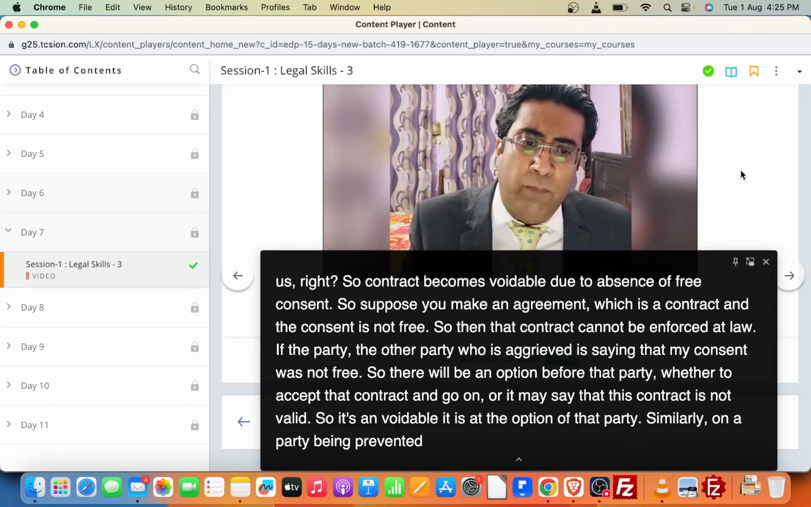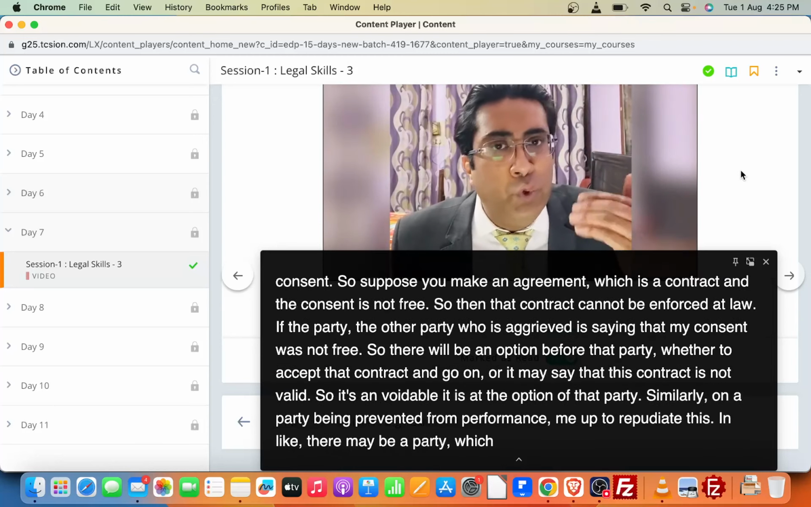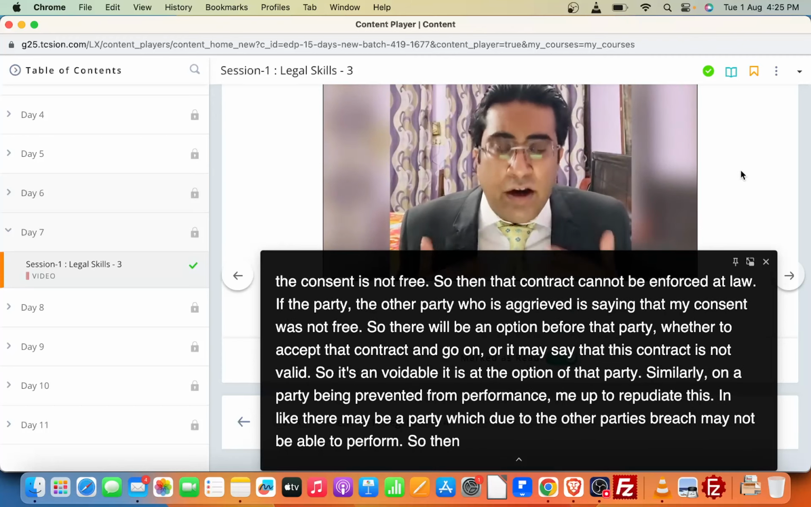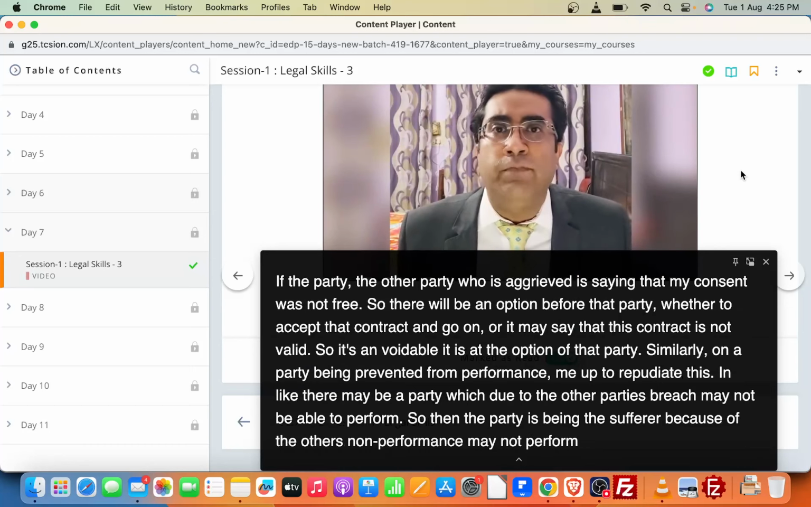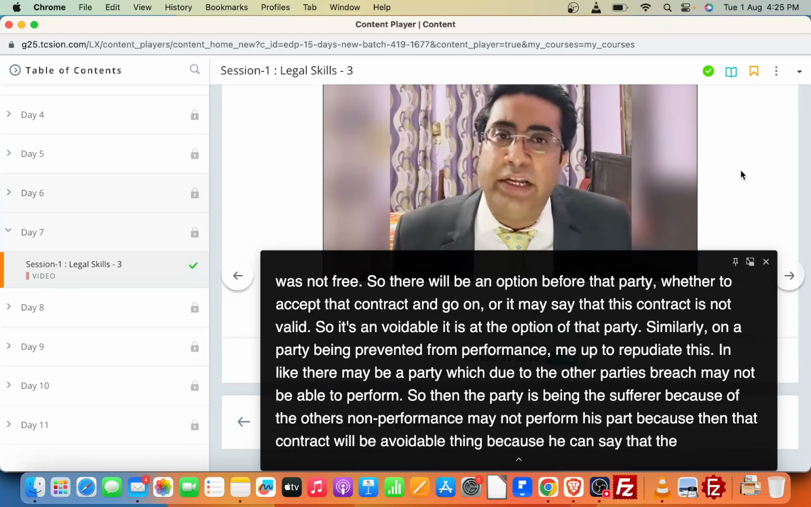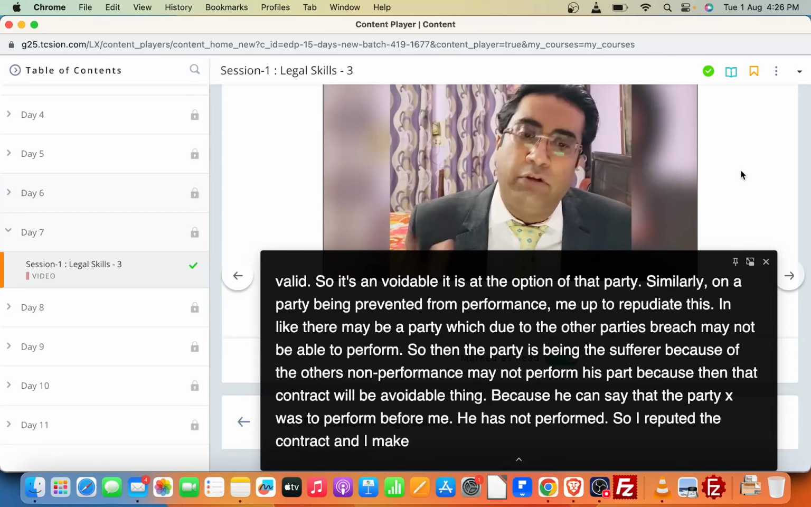Similarly, a party being prevented from performance may opt to repudiate the contract. There may be a party who, due to the other party's breach, may not be able to perform. Then the party who is the sufferer because of the other's non-performance may not perform his part, because he can say that party X was to perform before me, he has not performed, so I repudiate the contract and make the contract voidable.